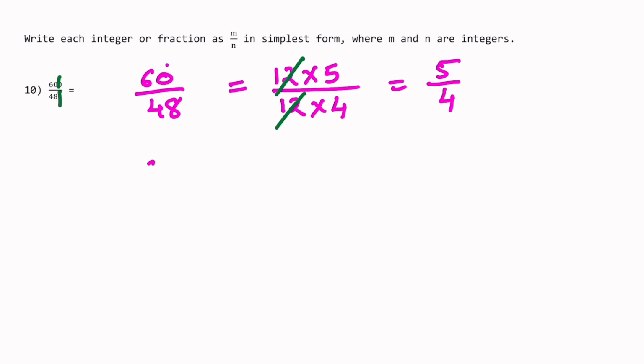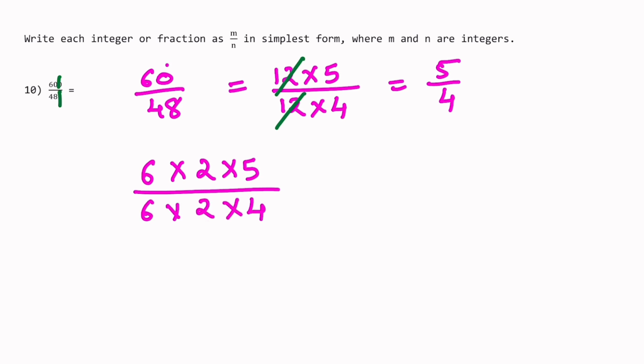So again, this could be 6 times 10, right? So 10 is 2 times 5. And this one is 6 times 8. 8 could be written as 2 times 4. I'm not writing this further here, like 4 as 2 into 2, because that's not cancelling. I'm just writing the numbers that will cancel out, okay?